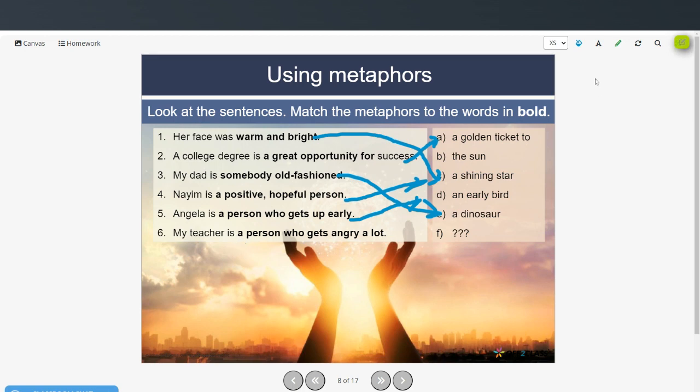My teacher is... I don't know, trying to think of a metaphor for an angry person. My teacher is a short fuse, or a person with a short fuse.